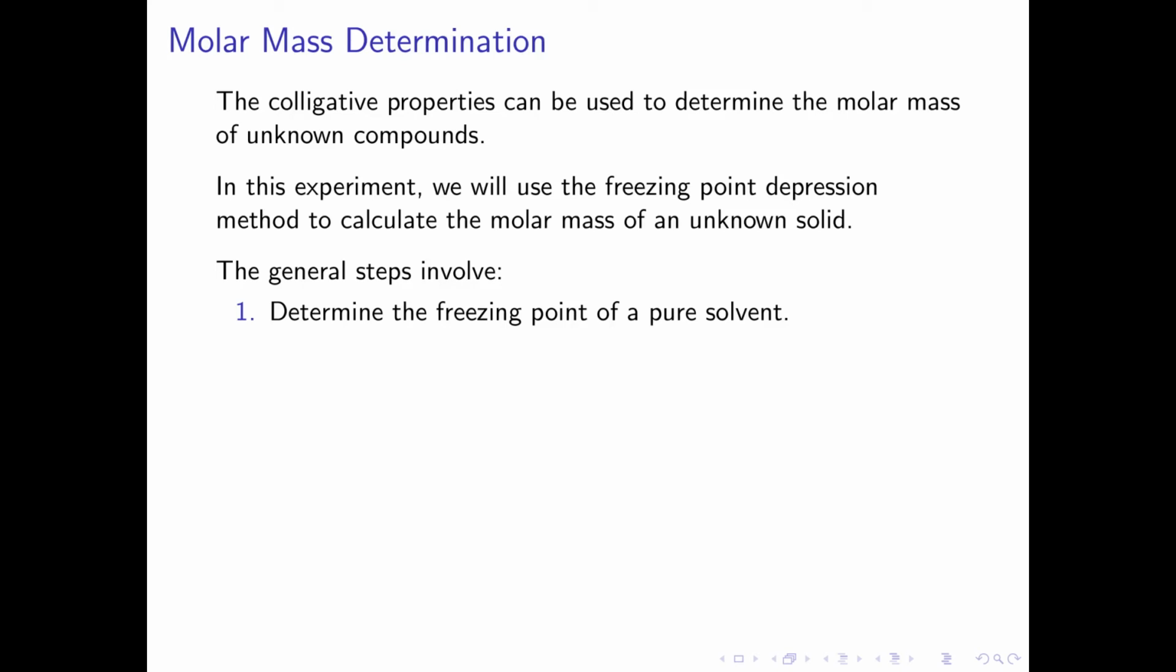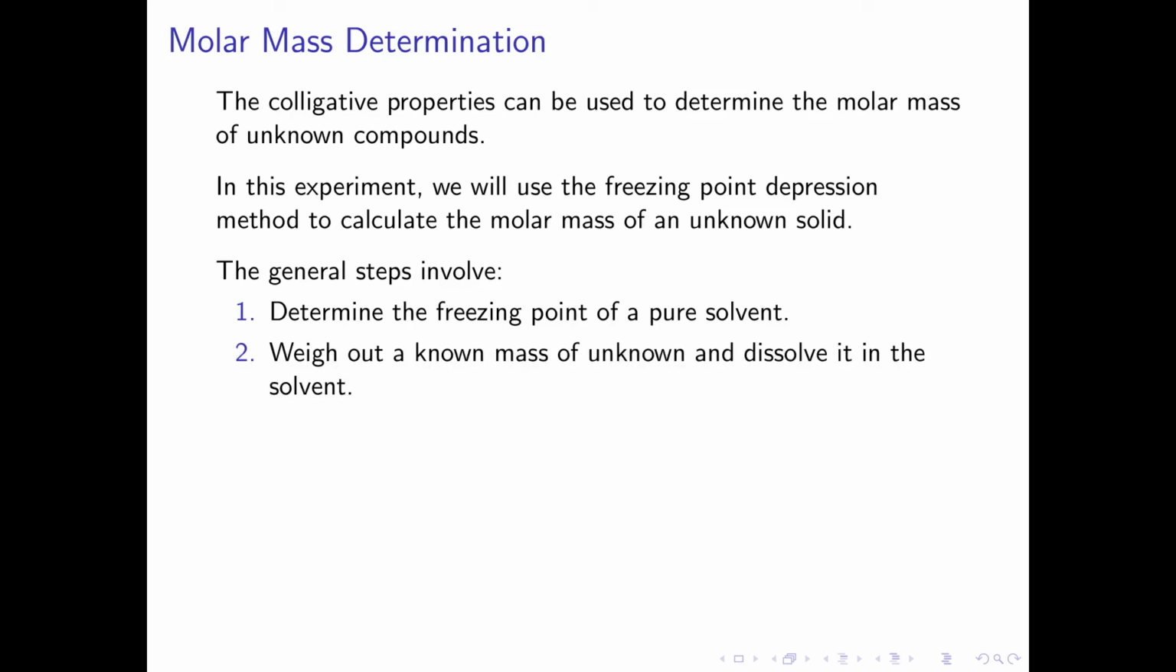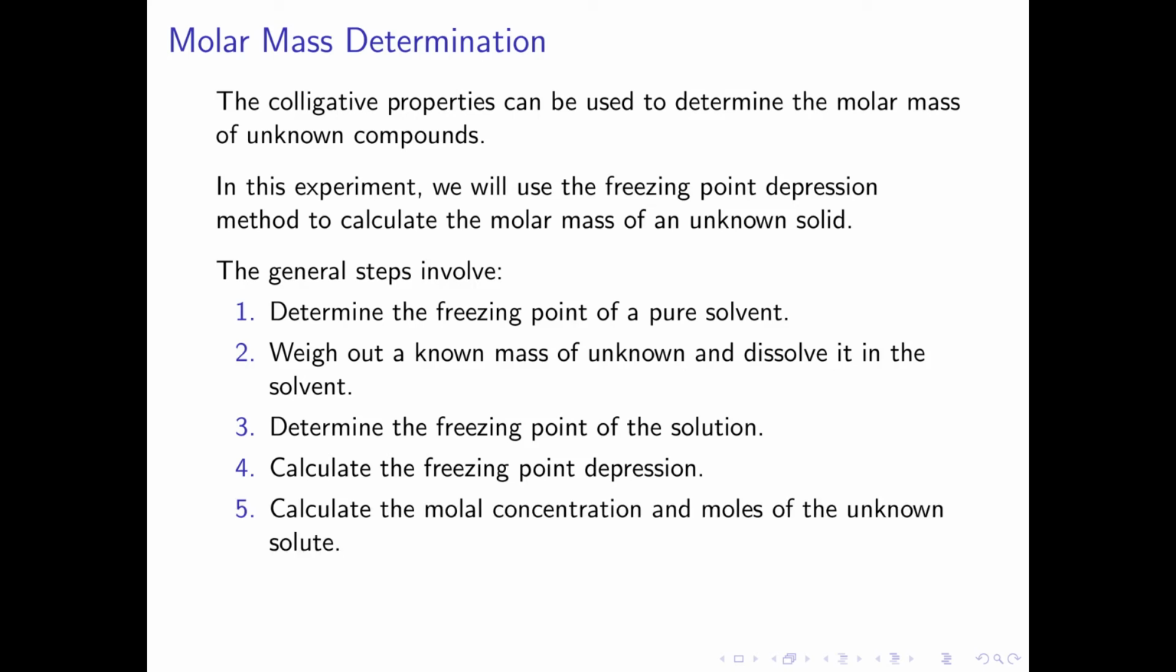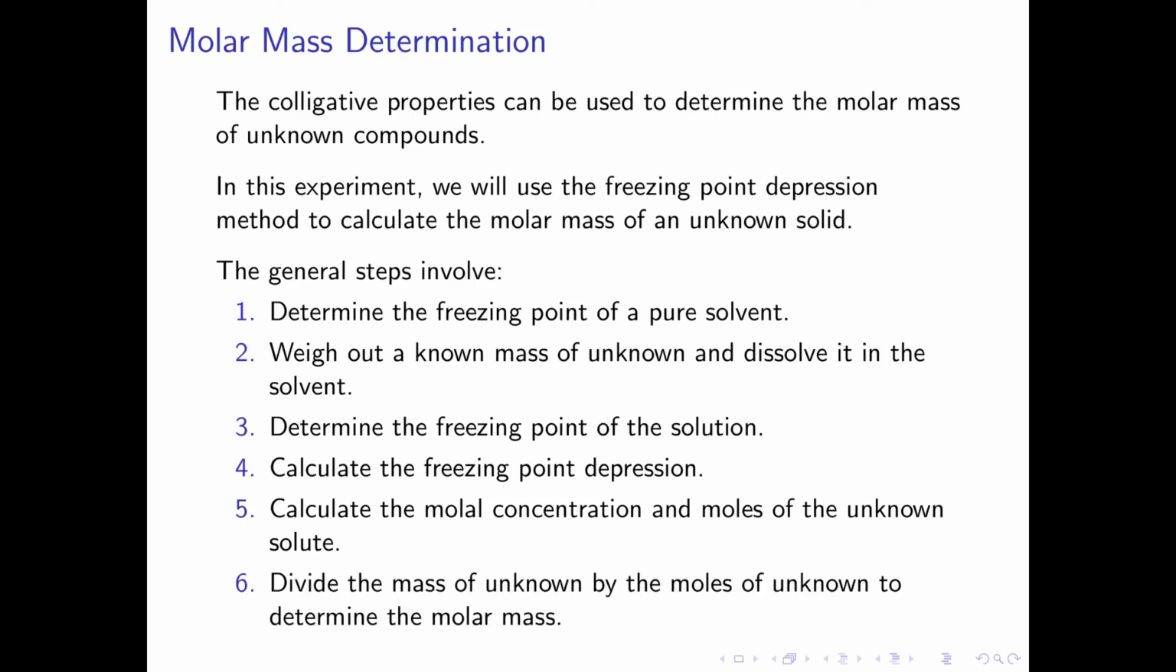First, we determine the freezing point of the pure solvent. Second, we weigh out a known mass of unknown and dissolve it in the solvent. Third, we determine the freezing point of the solution. Fourth, we calculate the freezing point depression. Fifth, we calculate the molal concentration and then the moles of the unknown solute. And lastly, we divide the mass of the unknown by the moles of unknown to determine the molar mass.